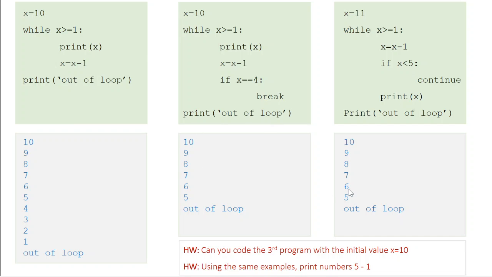Now you have a couple of homeworks based on these examples. In the third program, I have taken the initial value of x as 11. So can you do the same program by taking the same initial value x equal to 10? You see whether in some way you can do this program with this initial condition. And also another homework, for the same examples, you try to get the output as numbers from 5 to 1. In this example, we have numbers from 10 to 5 printed. You try to print numbers from 5 to 1 using break and continue statements.